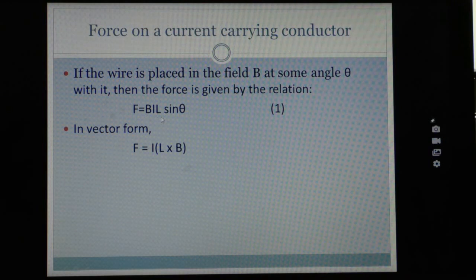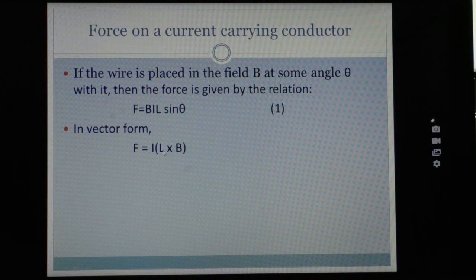The vector form of equation number 1 is F vector is equal to I, and inside the bracket we write L cross B, where L is the length vector. I told you that the length of the conductor carrying current I is a factor which could affect the magnitude of the strength of the magnetic force. That's why we call it the length vector, cross B.